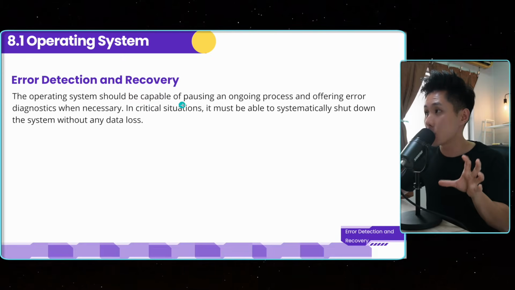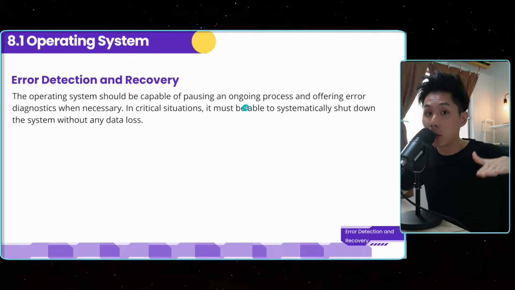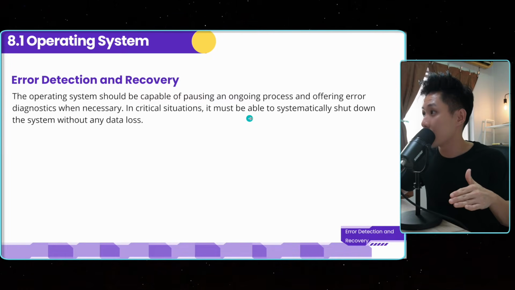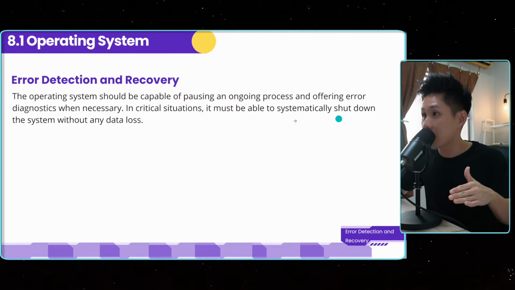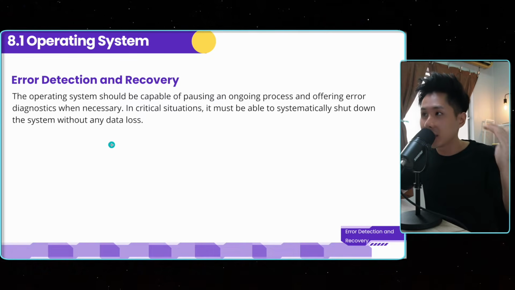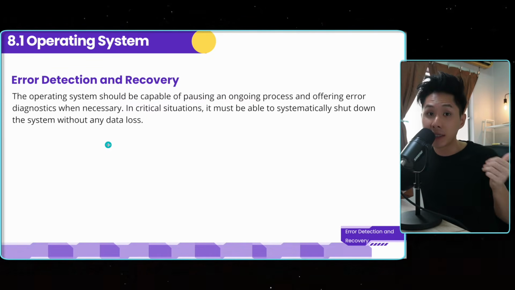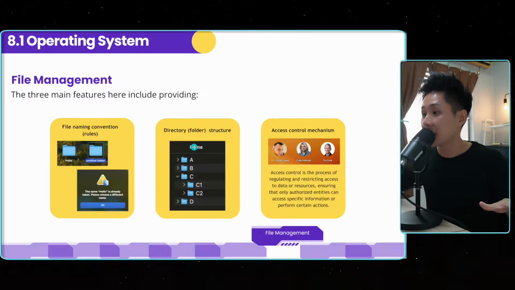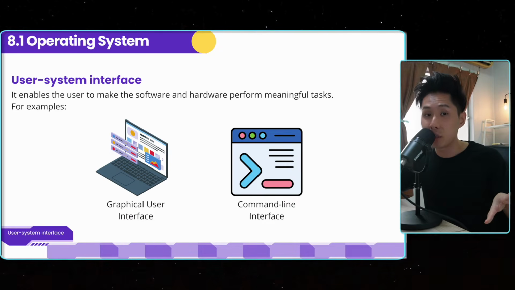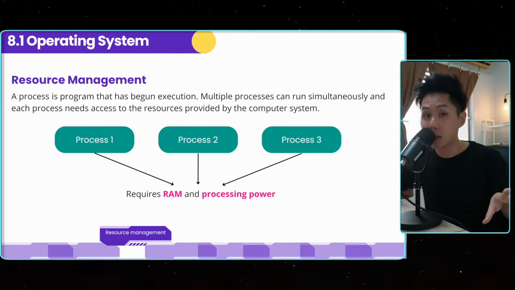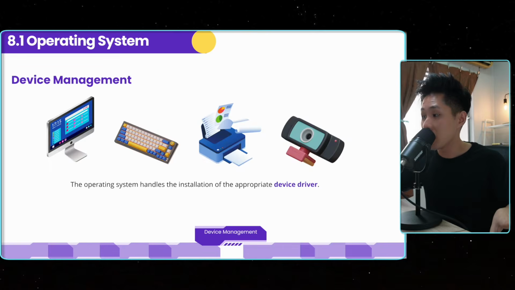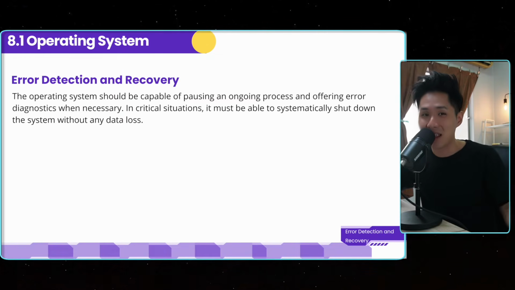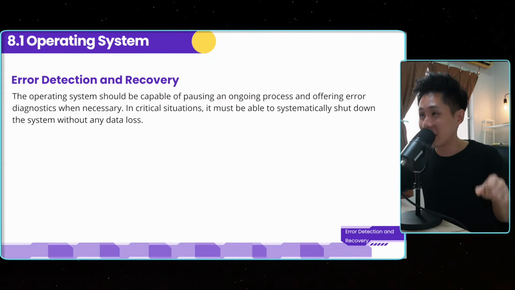The operating system should be capable of pausing an ongoing process and offering error diagnostics when necessary. In critical situations, it must be able to systematically shut down the system without any data loss. So this is the kind of protection that we do not see very often, and yet it is done by the operating system. So these are the 7 features: user system interface, program hardware interface, resource management, memory management, device management, file management, security management, error detection, and recovery. So these are all the things that the OS does.